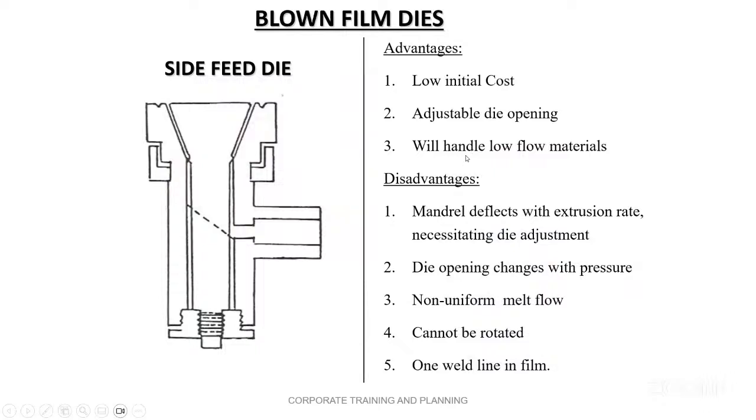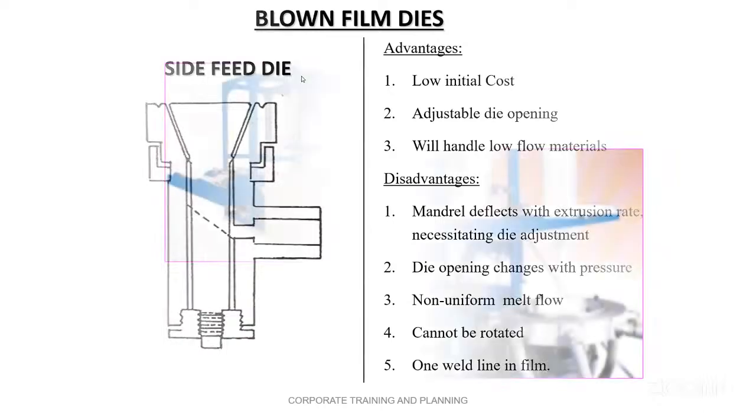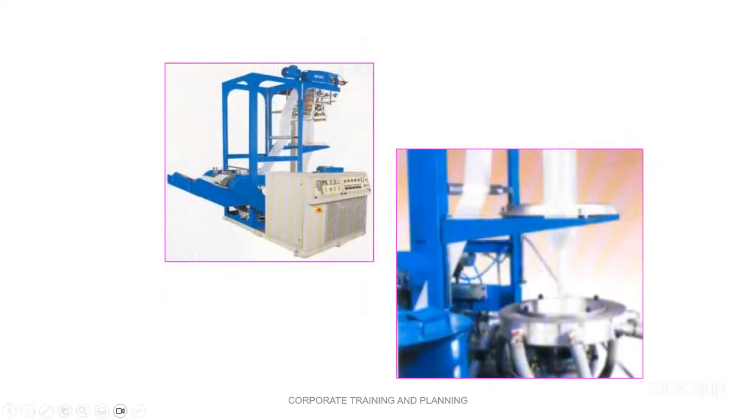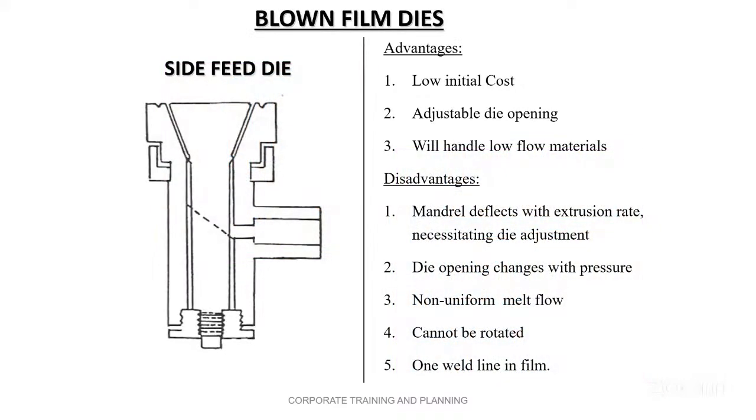Now we will see the blown film die. See, this is a blown film die. It is a side fed die. There are two types of dies: side fed die and center fed die. If you see here, the side fed die. See now here, the material coming like this. See, this is an extruder here. Here extruder A. Okay.